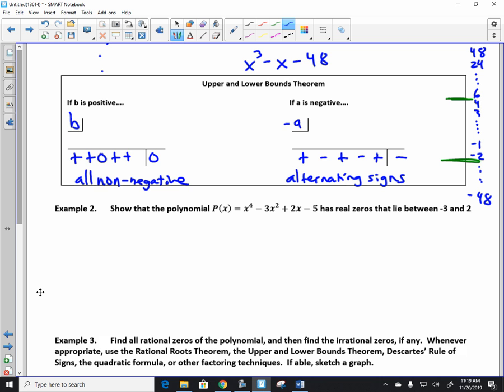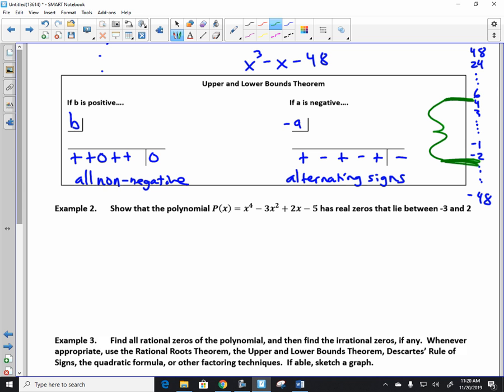Wouldn't it be nice if you knew that you didn't have to try anything above 4? And if you knew you didn't have to try anything below negative 2? Wouldn't it be nice if they could say, hey, we're going to bound it right there. Like, those are your only options. Wouldn't that be nice? It would be.